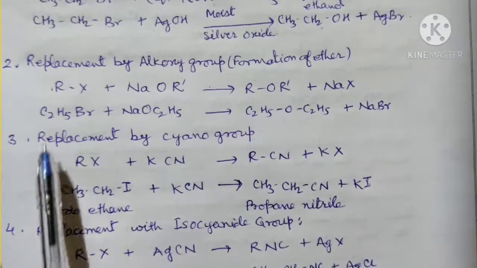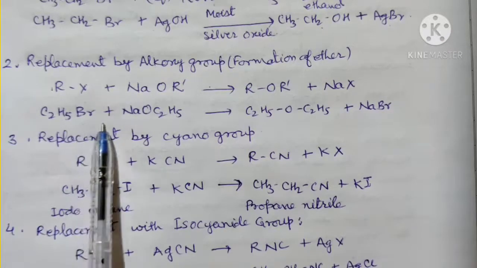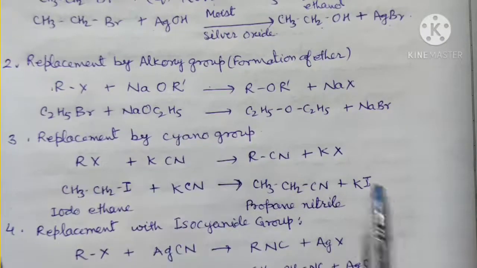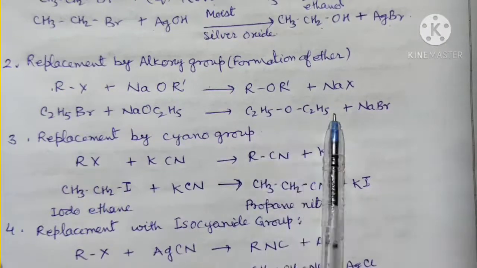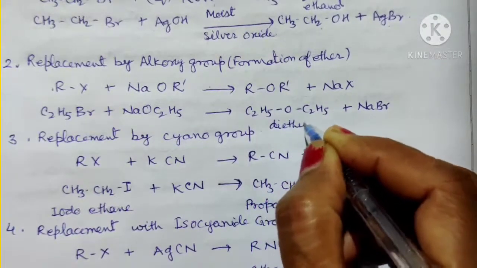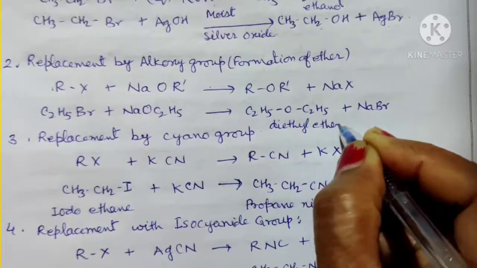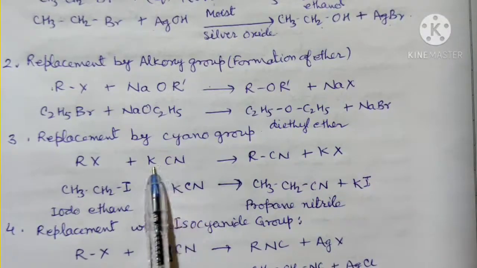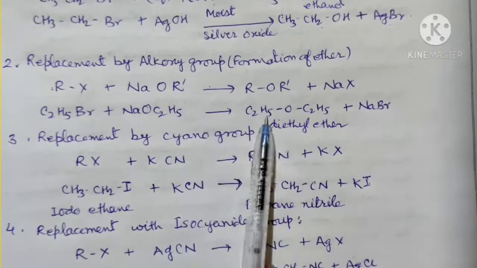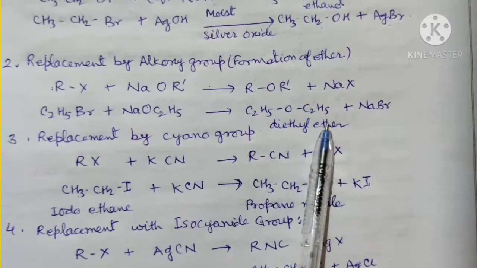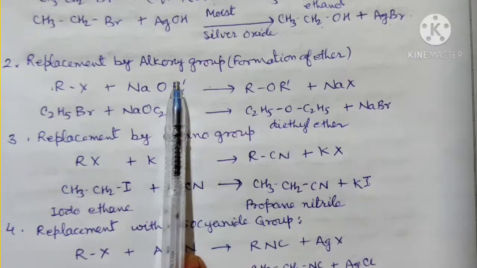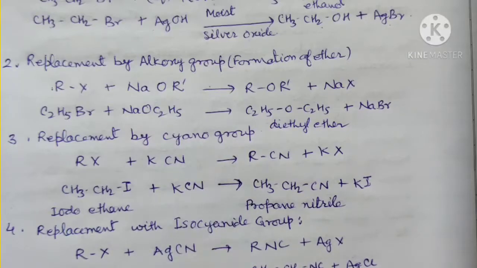The example for it is C2H5Br reacting with NaOC2H5, and the product is C2H5OC2H5, which is called diethyl ether. So when haloalkane reacts with sodium alkoxide, or the sodium salt of alcohol, the product will be an ether. So we can replace the halogen atom by the alkoxy group.